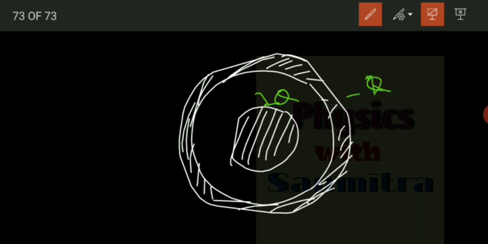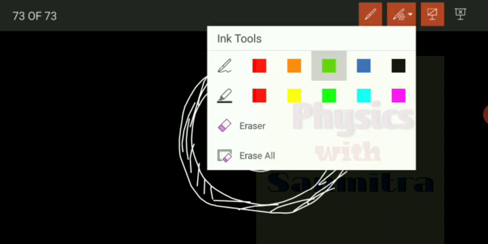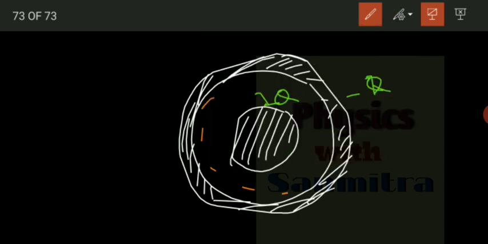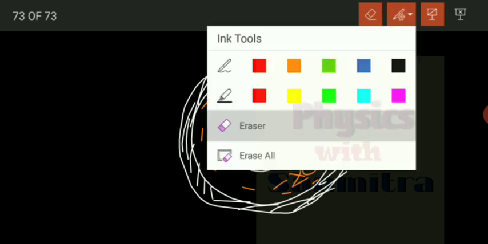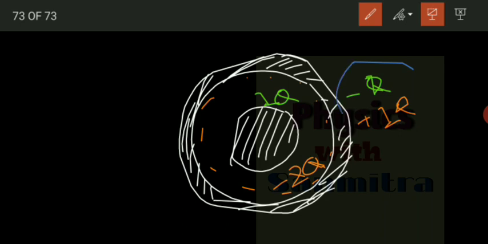Now, how will the charge be distributed? Due to this 2q inside, an equal and opposite negative charge will be induced, that will be minus 2q. We have already discussed this in the previous questions. And there will be plus 2q on the outer surface due to this minus 2q. So on the outer surface of the outer sphere, the net charge is plus 2q minus q, that is plus q, and this one is minus 2q. So this is plus q and this is minus 2q, and this is b and the outer one is c.